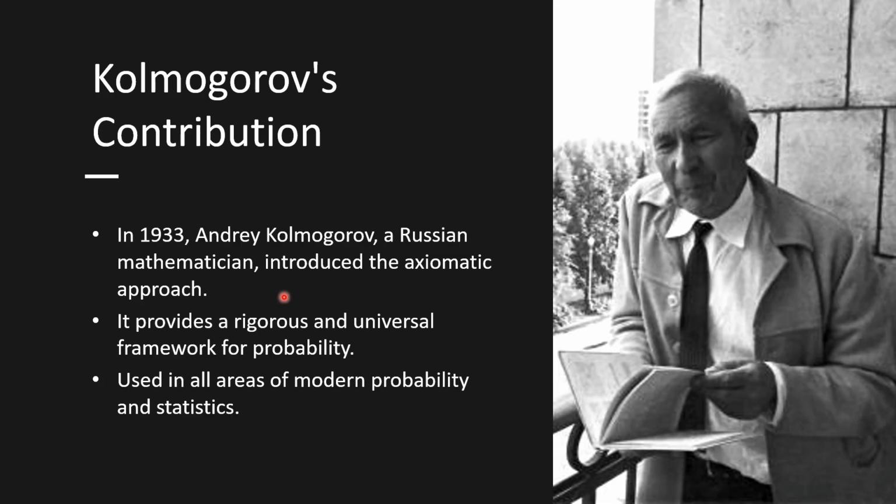So in 1933, Andrey Kolmogorov, a Russian mathematician, introduced the axiomatic approach. It uses set theory. It provides a rigorous and universal framework for probability and is used in all areas of modern probability and statistics.